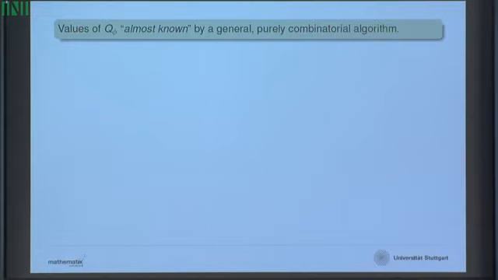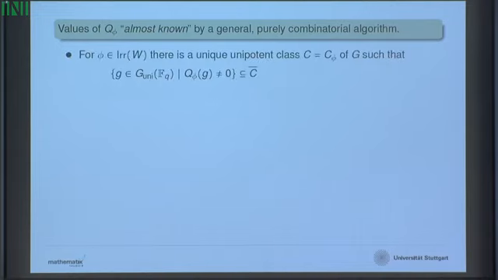Now, what is known about the values of these green functions? So this is the slogan here: they are almost known, by a general purely combinatorial algorithm. I have to explain a bit what I mean by this. First of all, if you look at the values of these functions and you organize this table of values nicely, it has some kind of block triangular shape.